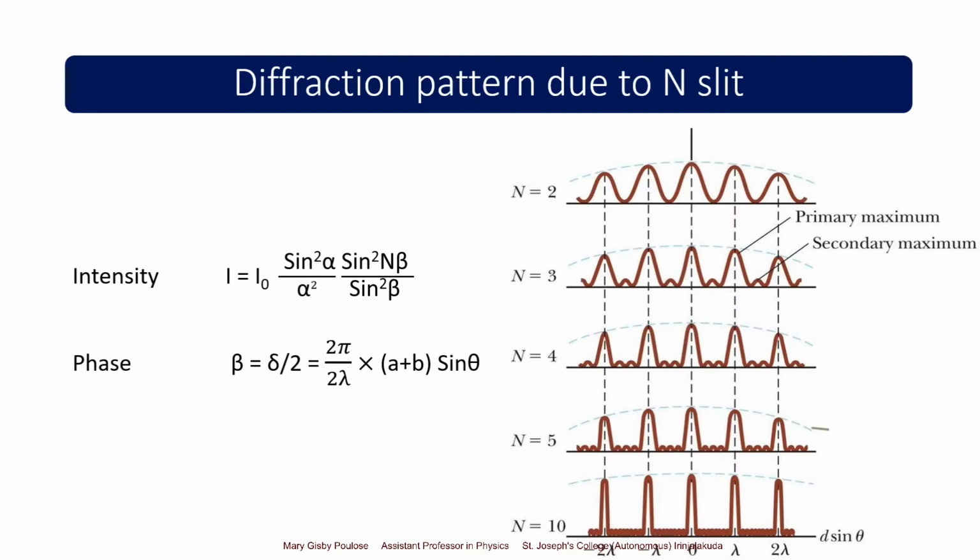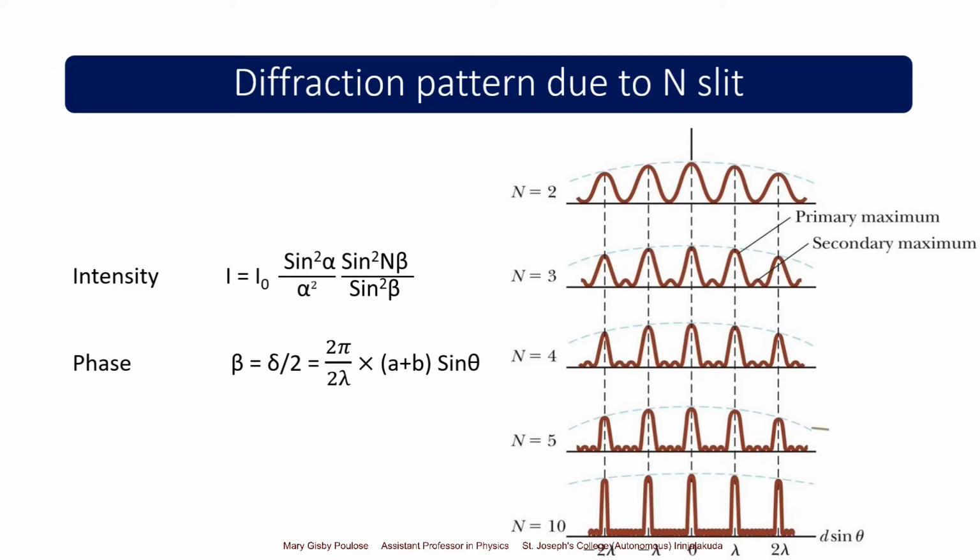Now, in the diffraction pattern due to n number of slits, the intensity observed on the screen can be mathematically represented by the expression I = I naught sin²α/α² times sin²nβ/sin²β. Here, sin²α/α² represents the diffraction effects due to each slit, and sin²nβ/sin²β represents the interference effects between the secondary waves from each slit.